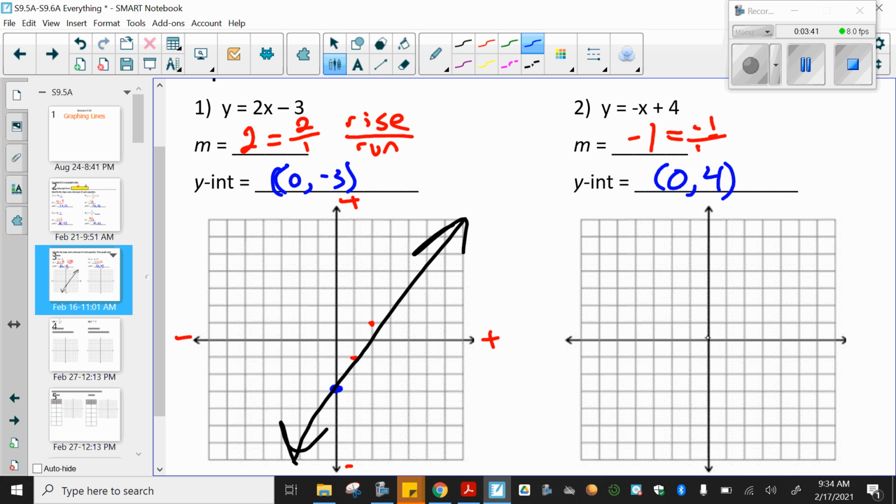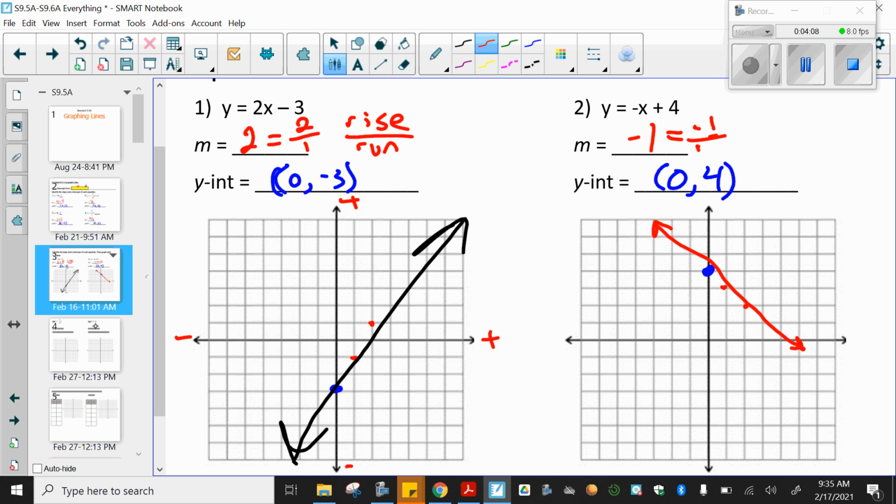So I'm going to put my first one at 0, comma, 4. 1, 2, 3, 4. And then this says I'm going to go down 1 and to the right 1. Down 1 to the right 1, down 1 to the right 1. So there's going to be my line. Alright. You can tell we're on the right path because we have a negative slope and our line goes down and to the right.